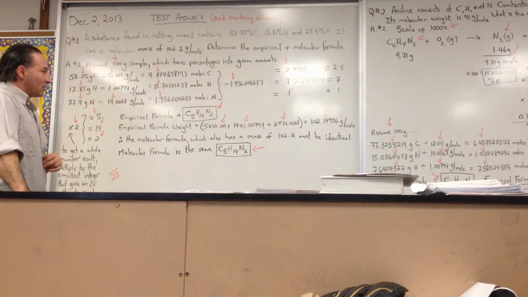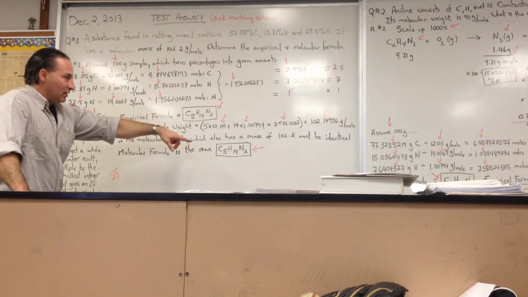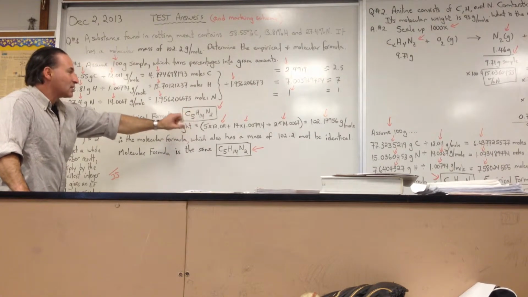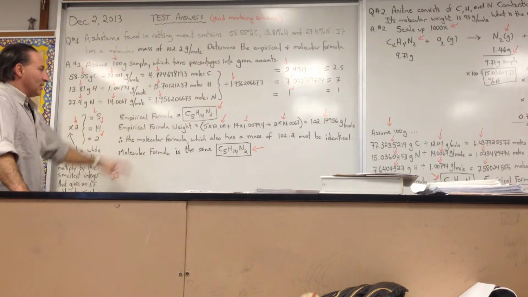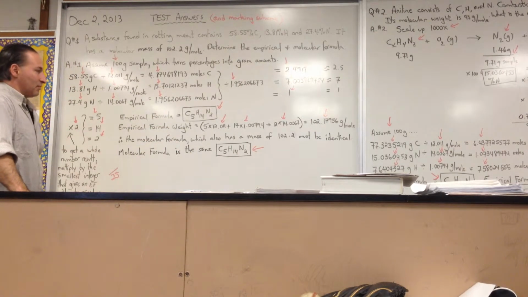And we're told in the question that the molecular mass of the actual compound is 102. So what that tells us is that the empirical formula is the same as the molecular formula. And I would have expected you to write both of those things in the answer. Some of you wrote it only once, but you should specify exactly that the empirical formula is this, and that the molecular formula is that, and provide proof of it.